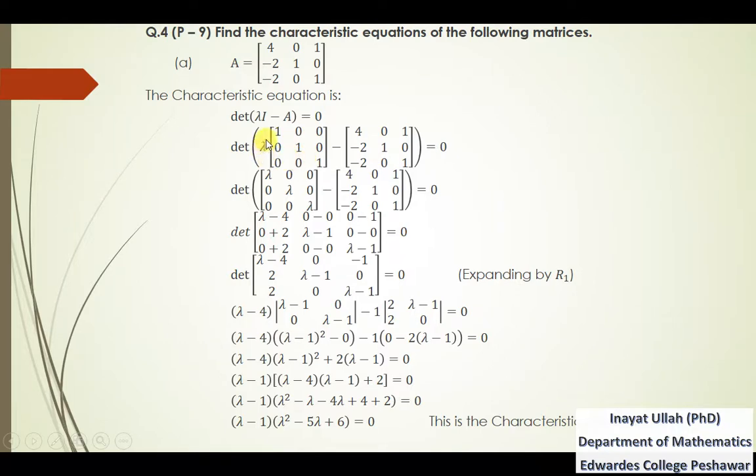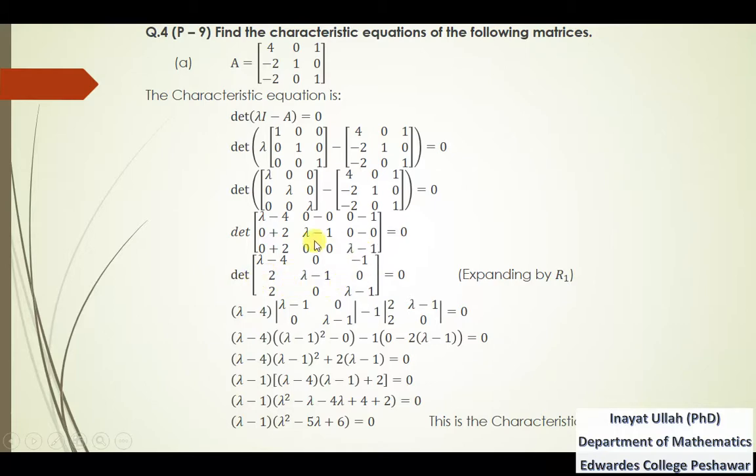Now multiplying lambda inside with 1, 1 and 1, because all the entries are 0 except these, so lambda, lambda, lambda. Just look at that. Now subtracting these two, lambda minus 4, 0 minus 0, 0 minus 1, and so on. Now simplifying this, 0 minus 0 is 0, 0 minus 1 is minus 1, 0 plus 2 is 2, 0 minus 0 is 0, and so on.